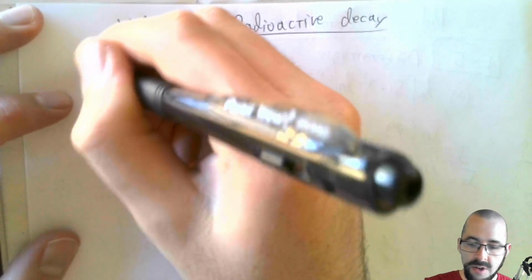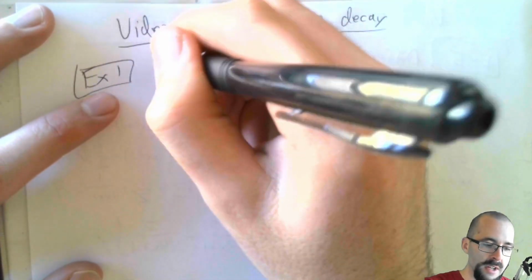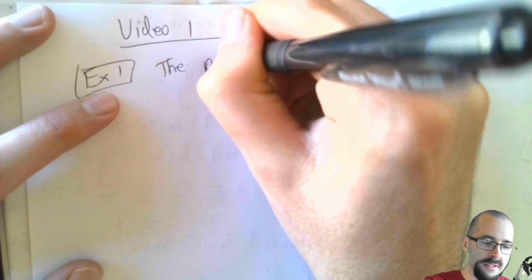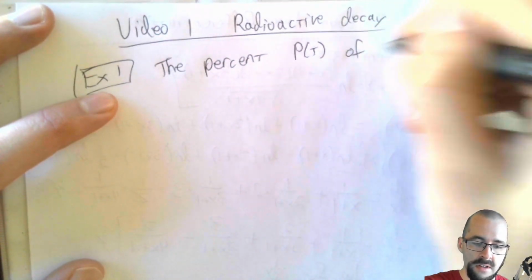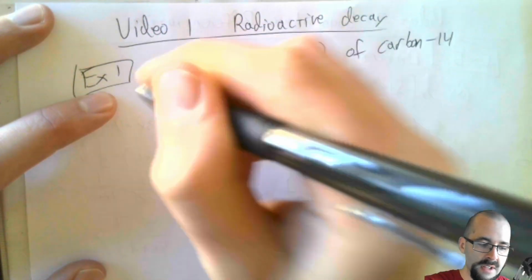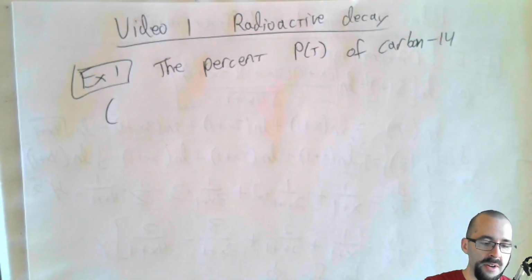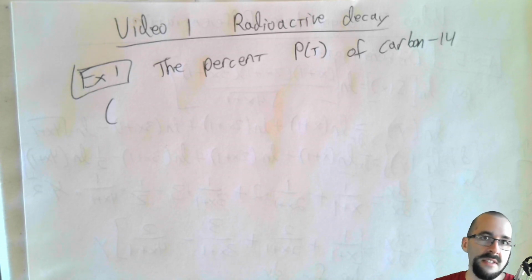All right. So we're going to start with an example because I love teaching with examples. So the percent P of T of carbon-14. So I'm going to interrupt myself real quick. We're going to talk about carbon-14 a lot in this section.